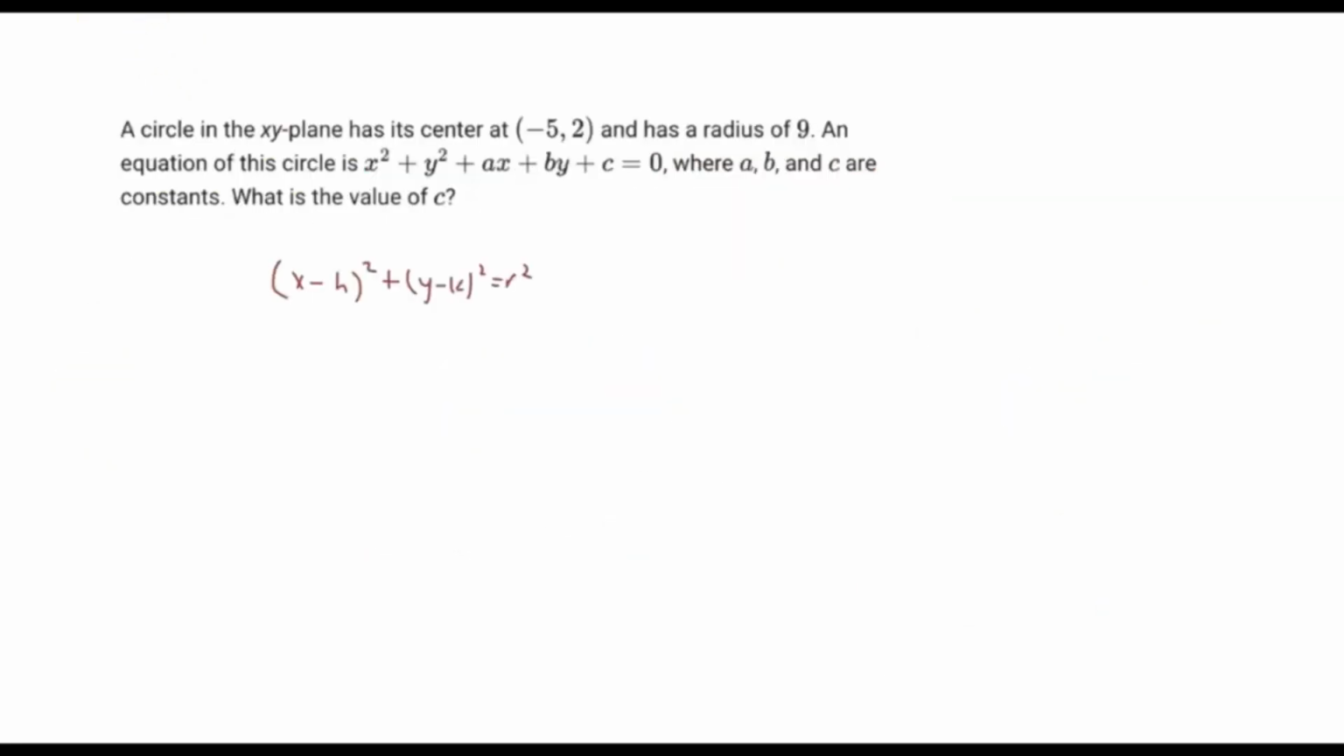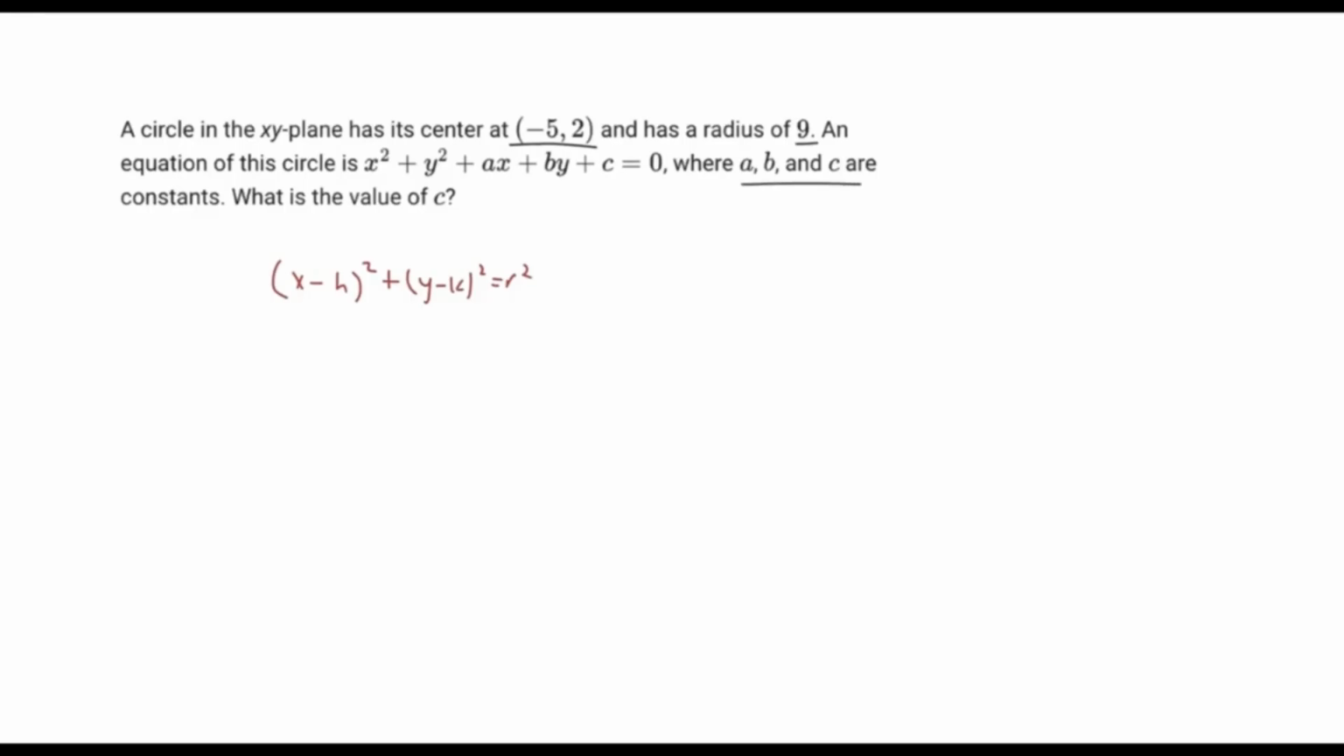C is going to be our final answer. All right, so the next problem says a circle in the xy plane has a center at those coordinates of -5, 2, and has a radius of 9. The equation of the circle is x squared plus y squared plus ax plus by plus c equals 0, where a, b, and c are constants. What is the value of c?